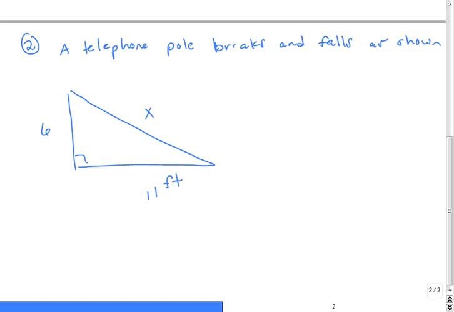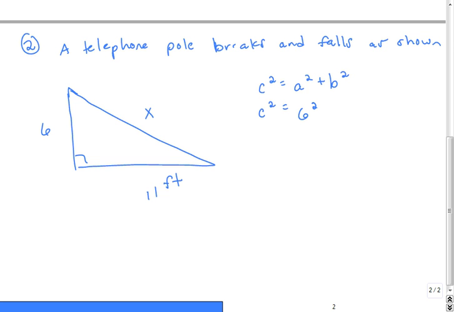For problem number 2, we have a telephone pole that has broken, and we're trying to figure out the hypotenuse of the telephone pole, and then we can figure out how tall the pole was altogether if we want to do that. So in this case, I know two sides of a right triangle, so I'm going to use the Pythagorean theorem. So I've got c squared is equal to a squared plus b squared, or a squared plus b squared equals c squared, same thing.